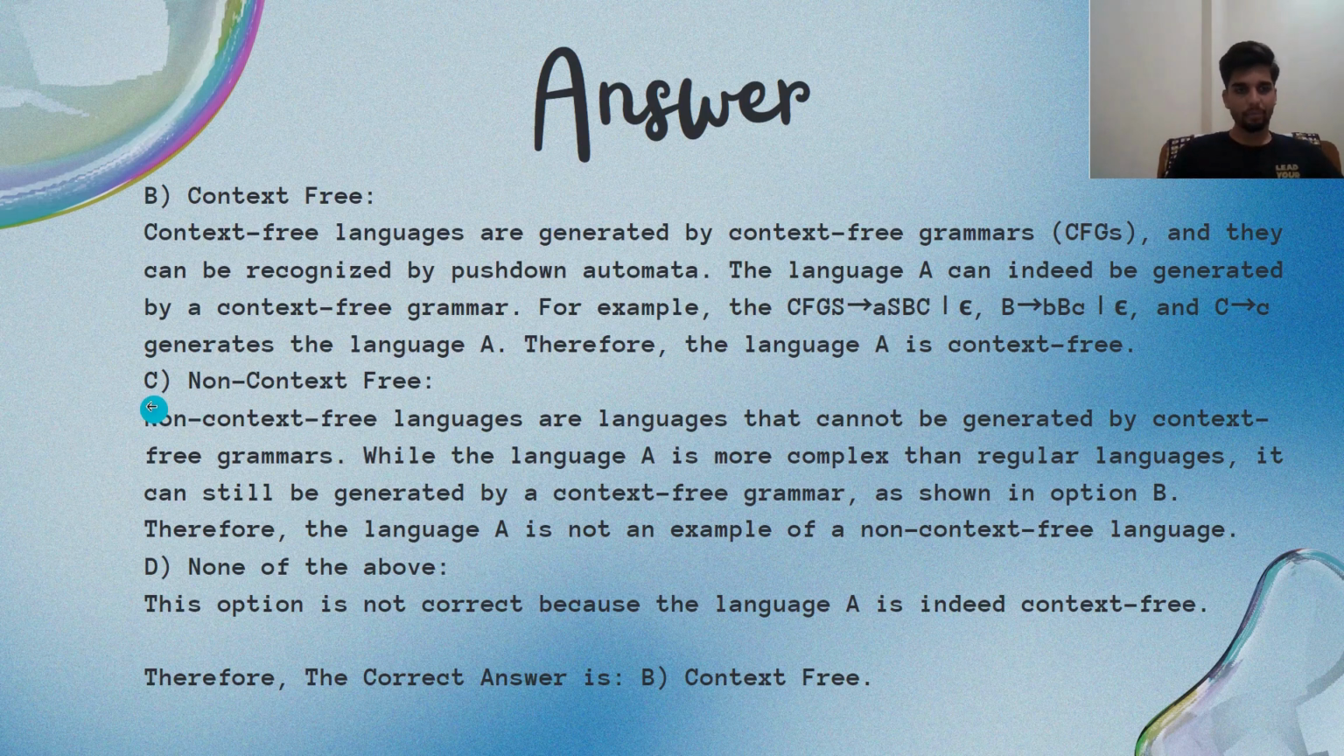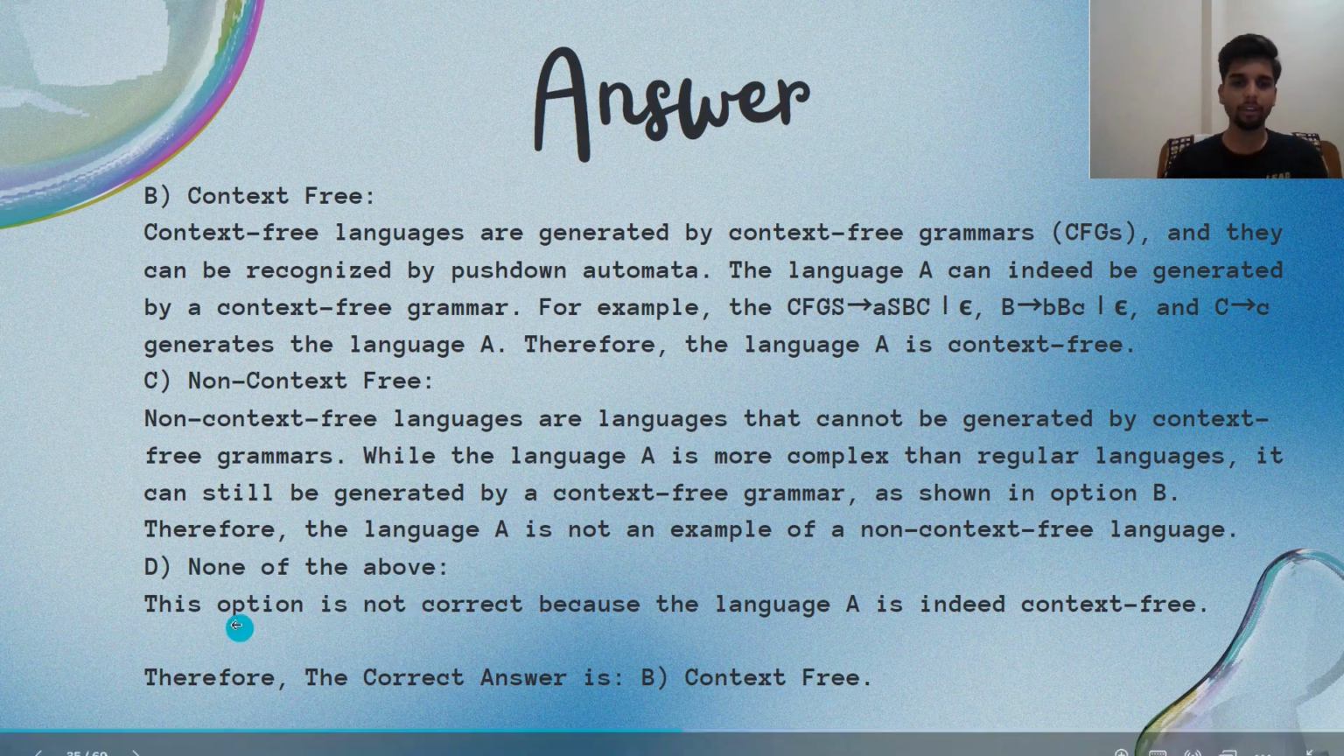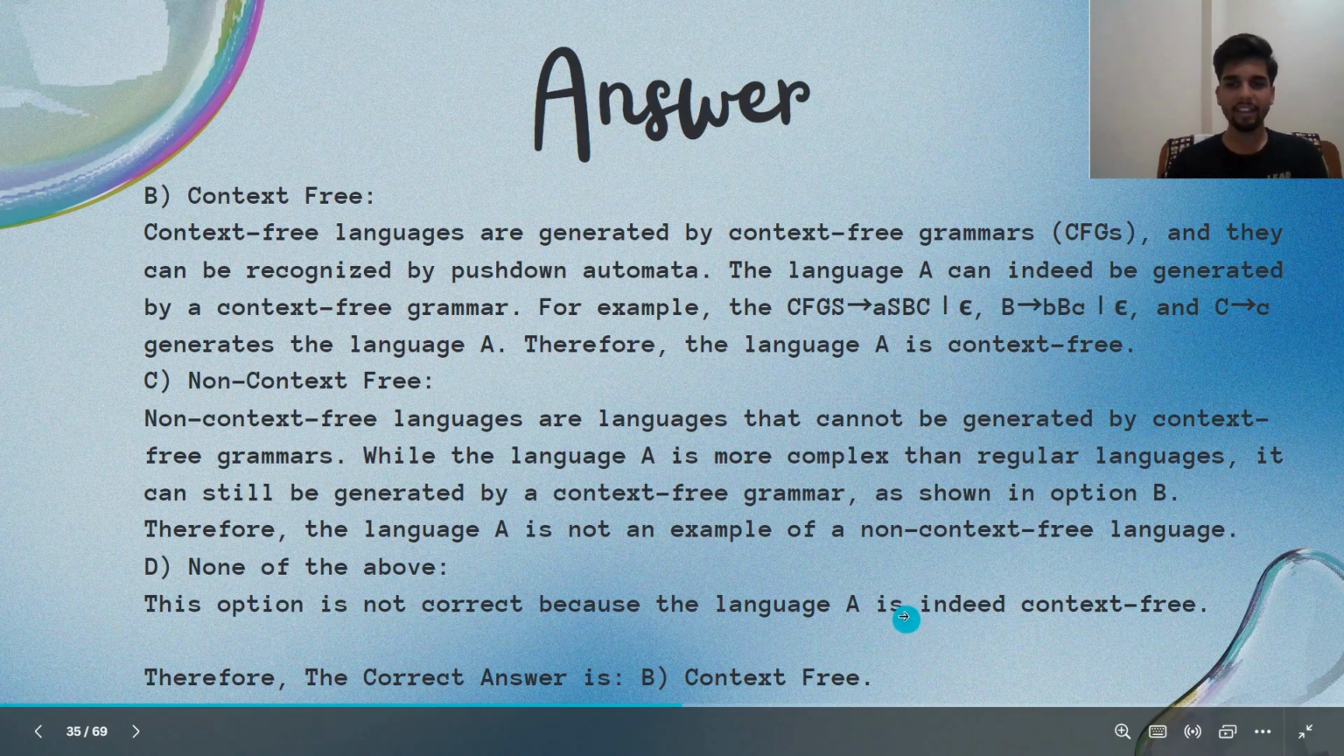Fine. Then we have option number three, non-context free. Non-context free languages are languages that cannot be generated by context free grammars. While the language A is more complex than regular languages, it can still be generated by a context free grammar as shown in option B. Therefore, the language A is not an example of a non-context free language, and the option none of the above is not correct because the language A is indeed context free, which is our option B. Therefore, our answer is B, context free.